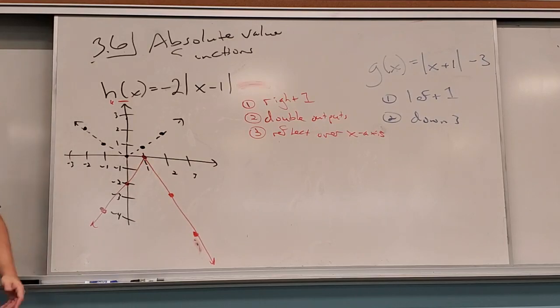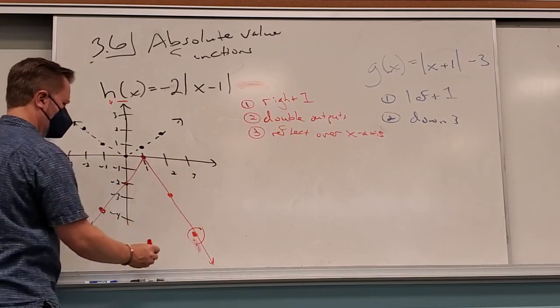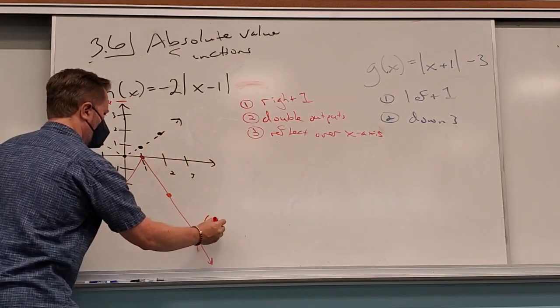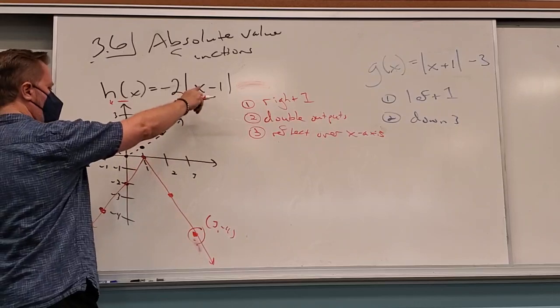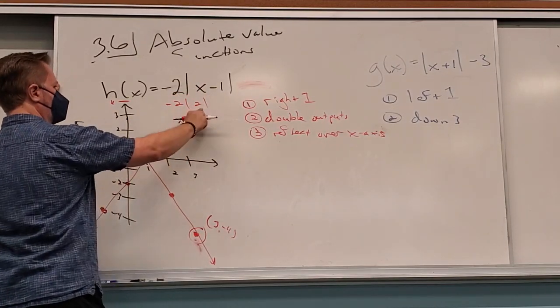Okay, maybe. And how do I check my work? Can you guys tell what point this is here? Three, negative four, right? And what do I get when I put a three in? I get negative two times two, absolute value two. What's negative two times the absolute value two?